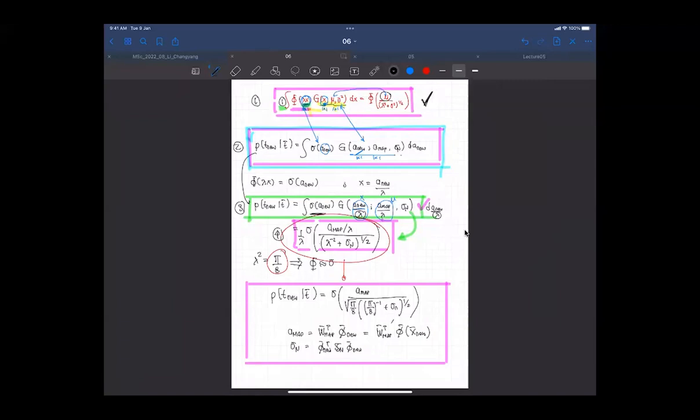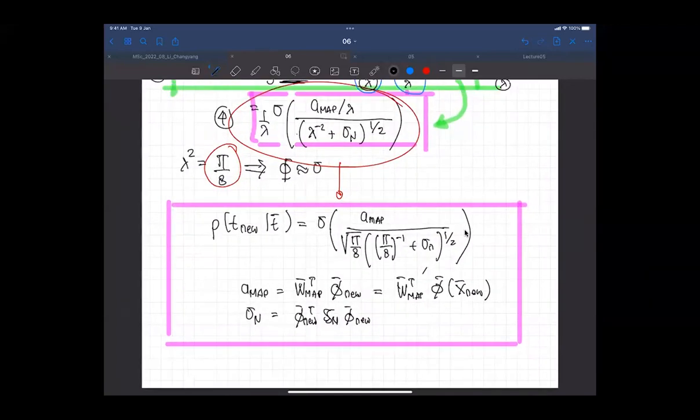Any questions so far? So this is the end of the story of this distribution. Any question, anyone? Okay, so if there are no questions, that's the solution for your assignment. So your assignment ends here.